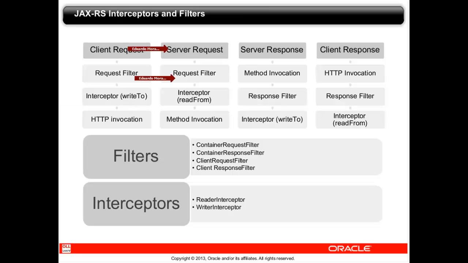Then the server receives that request. There's a request filter for the container or the server. And then the interceptor reads that from the request. So you can see here, there's a write interceptor, there's a read from the interceptor.